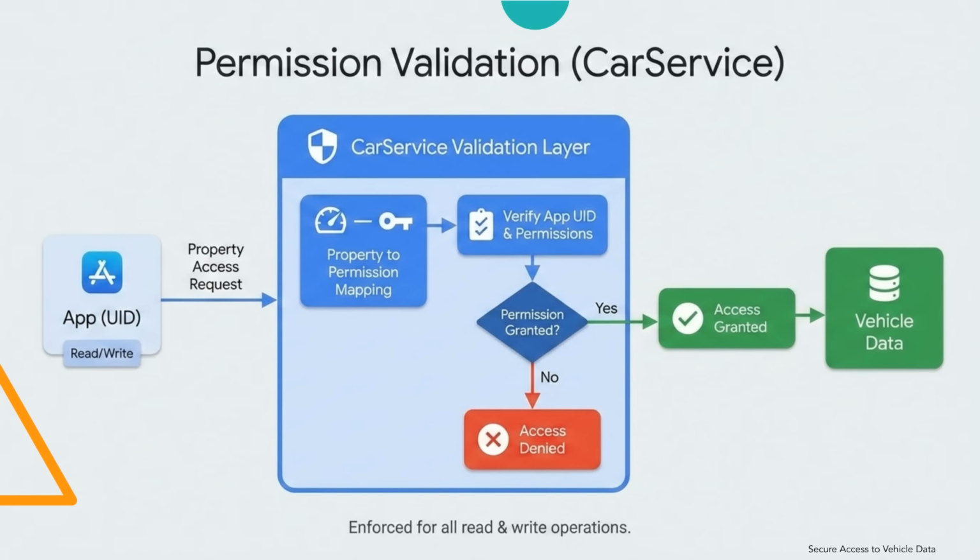Before any property access, permission validation is performed. This validation happens inside the Car Service layer. Each vehicle property is mapped to specific permissions. For example, reading speed may require a specific vehicle permission. Car Service verifies the calling application UID and checks whether required permissions are granted. If the application does not have correct permission, access is denied immediately. This validation ensures that even if an application knows the property ID, it cannot access data without authorization. Permission checks are enforced for both read and write operations.